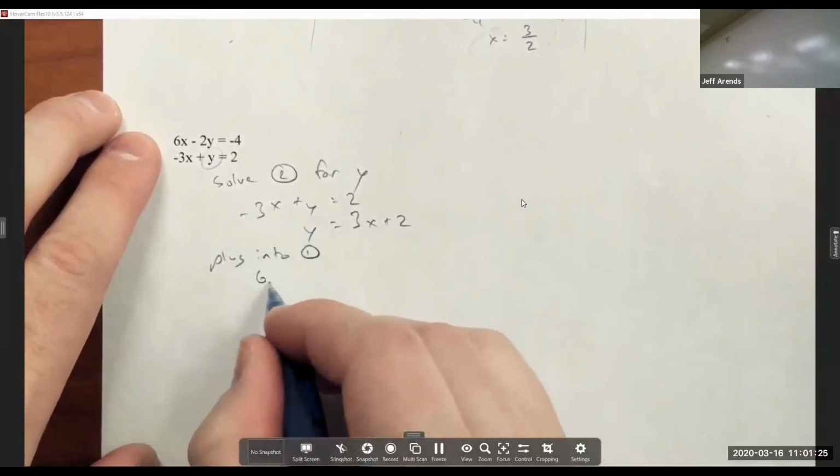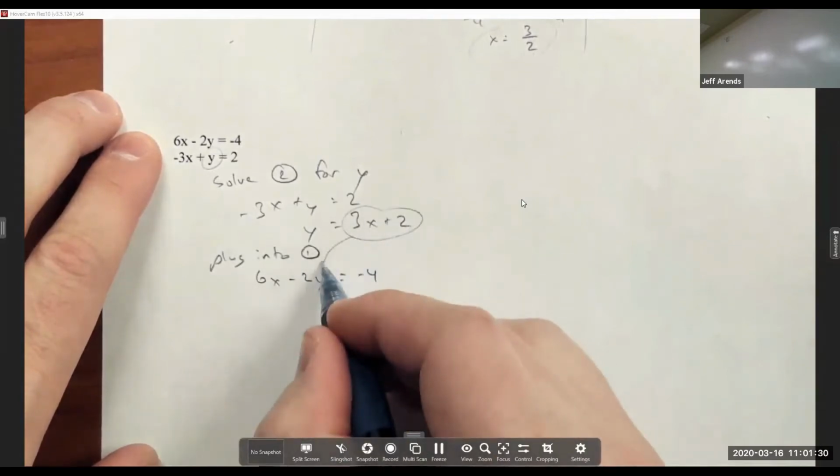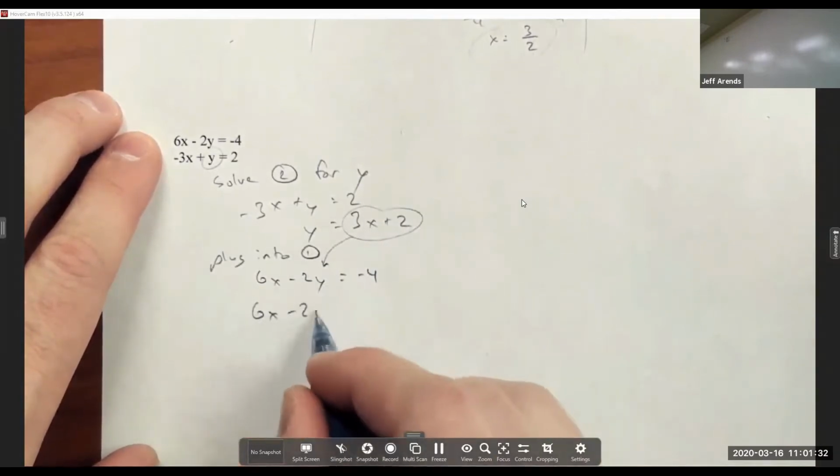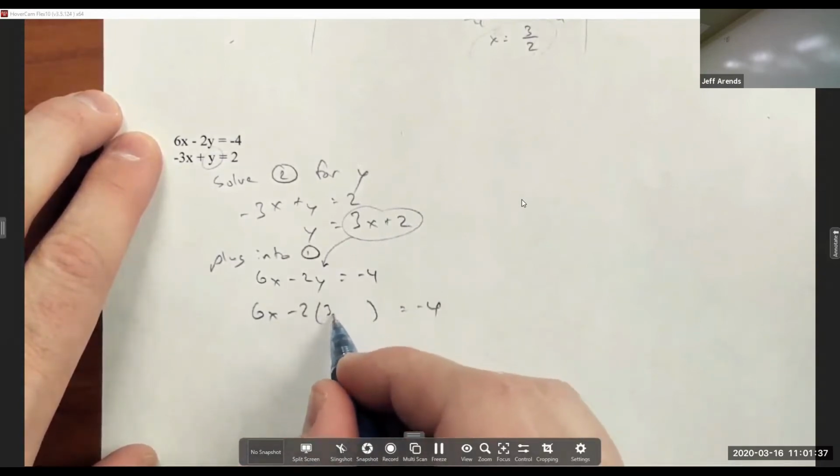So the first equation says 6x minus 2y equals negative 4. This is the value I'm plugging in for y, so I get 6x minus 2 times y equals negative 4. Except instead of writing y, I'll write 3x plus 2.